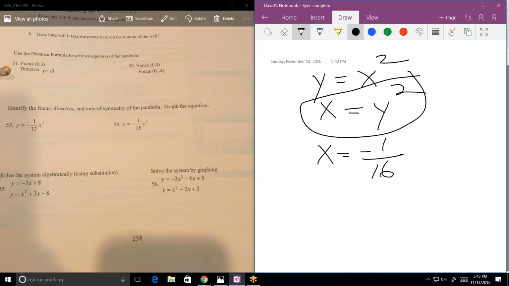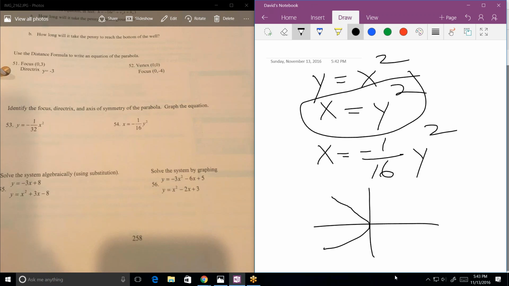A is still 1 over 4p. That doesn't change. But here is one thing that changes. It's horizontal, opening to the left. The vertex is at the origin still, because there's nothing being added or subtracted from the y, and there's nothing being added or subtracted from the x. So it's at the origin.